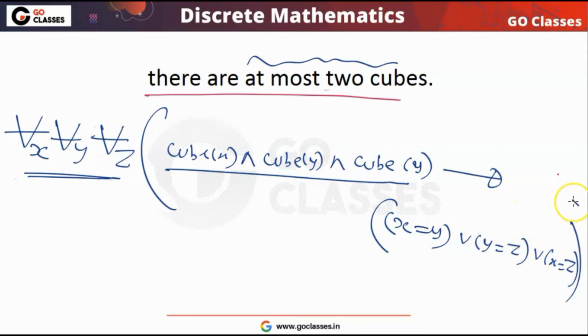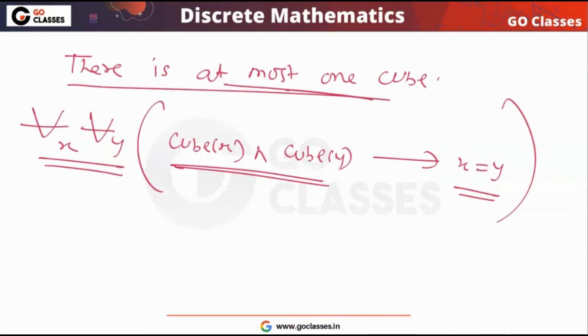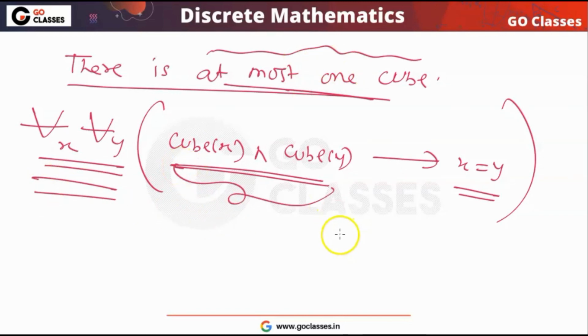Okay, very simple expression. The same idea we are using here. You can notice there is at most one cube. So we are saying that more than one should not be there. It means for all x, for all y, if x and y are cube, then definitely they must be same, because more than one should not be there.